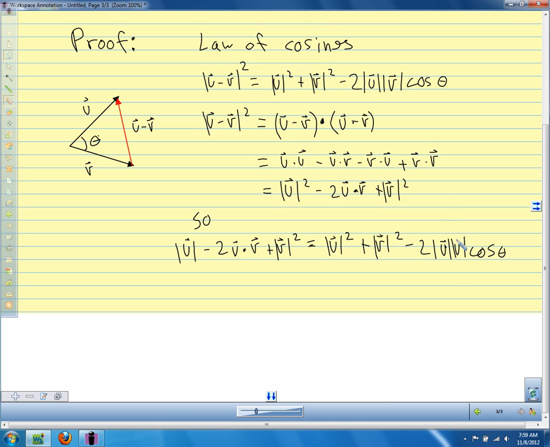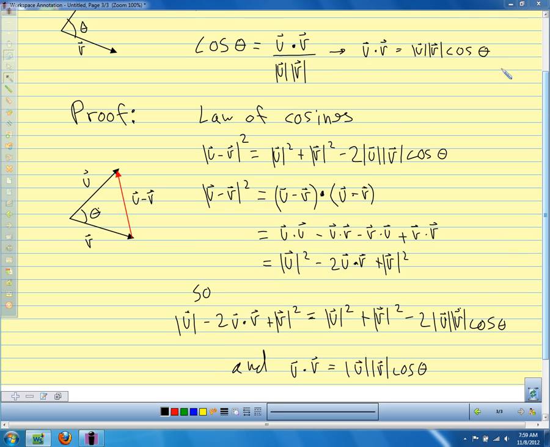My arrow didn't turn out right. There we go. And then I can rearrange this and say u dot v equals the magnitude of u times the magnitude of v times the cosine of the angle between. Pretty nifty, huh? So this property that we just talked about comes from the law of cosines.